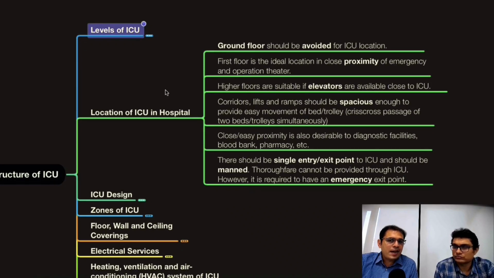Then corridors, lifts and ramps should also be very properly planned and spacious, so that crisscrossing of two beds or trolleys can be done easily. So 3 to 4 feet is one bed's breadth, so at least 6 to 7 feet, plus or minus 1 or 2 feet, should be given.